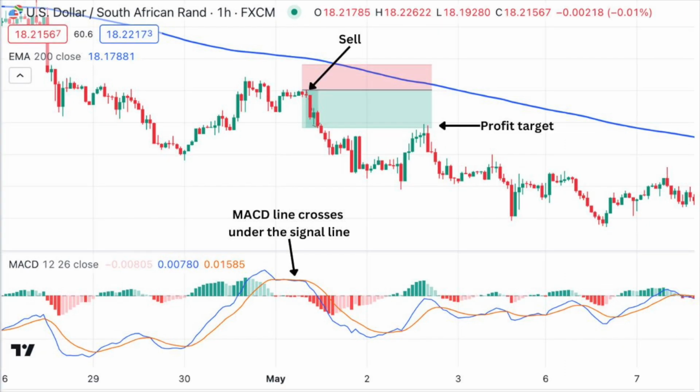So we take a short trade on this candlestick, set our stop loss just above the recent swing high, and target 1.5 times the risk. And again, we see the price hits our profit target. So this is a very popular trading strategy and it has a good win rate, and it's something that beginner traders can very easily use themselves.